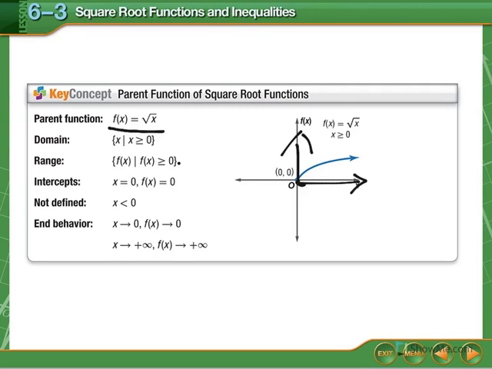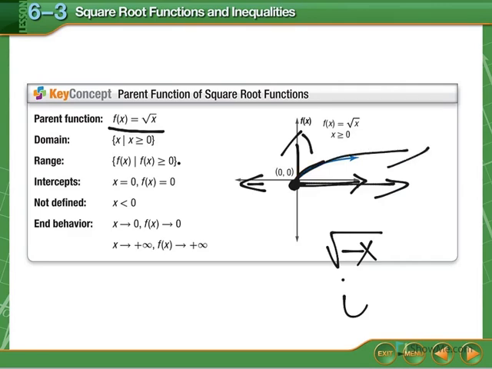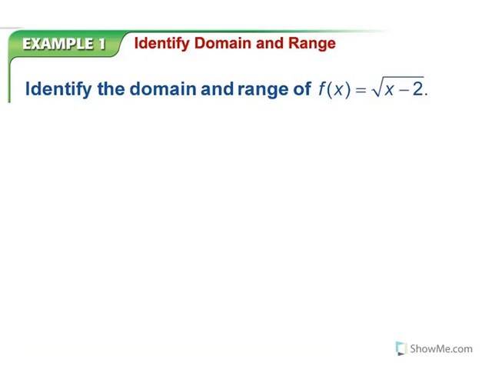It is not defined for anything that's negative because technically we can't have negative square roots. Anytime we get those, we get complex numbers with the i. And the end behavior is as x approaches 0, our y value approaches 0, and then as x approaches infinity, our y also approaches positive infinity.